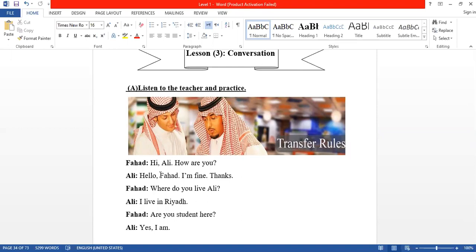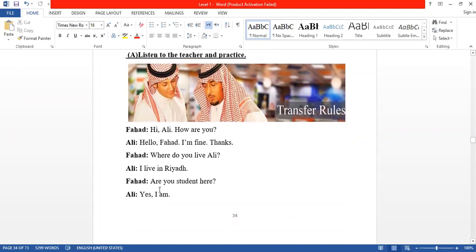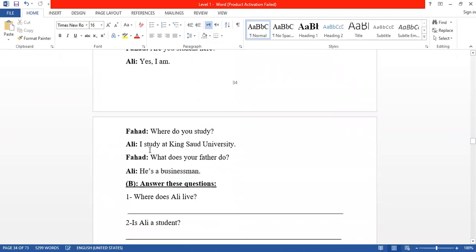Fahad: Hi Ali, how are you? Ali: Hello Fahad. I'm fine, thanks. Fahad: Where do you live, Ali? Ali: I live in Riyadh. Fahad: Are you a student here? Ali: Yes, I am. Fahad: Where do you study? At which university do you study? Ali: I study at King Saud University.